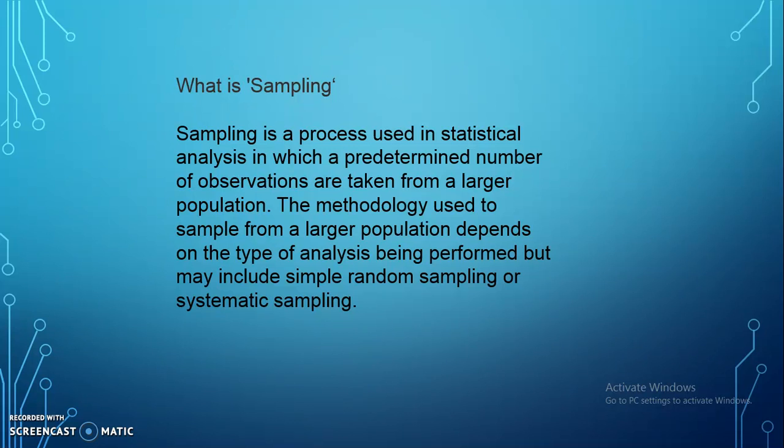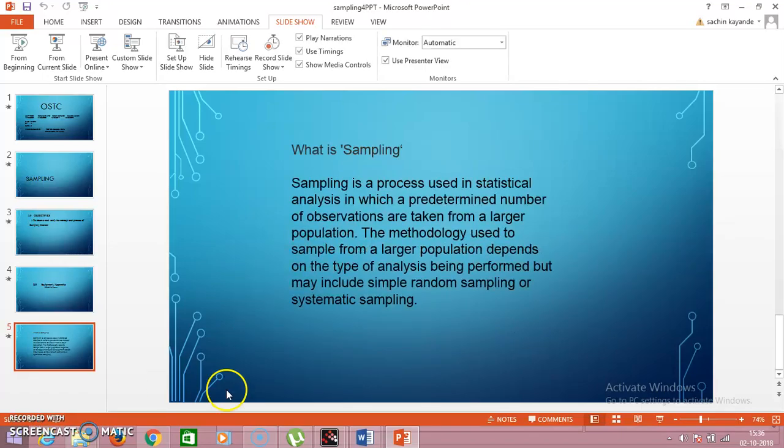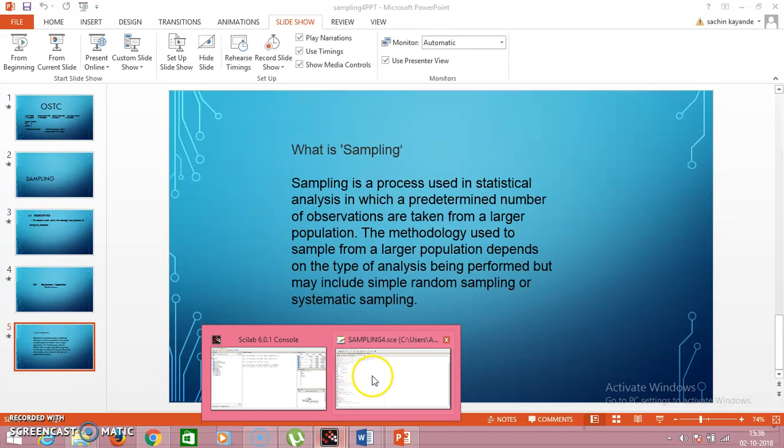The methodology used to sample from the larger population depends on the type of analysis being performed. There are two types of sampling: first is systematic sampling and another is random sampling. Now we will execute a program on sampling.